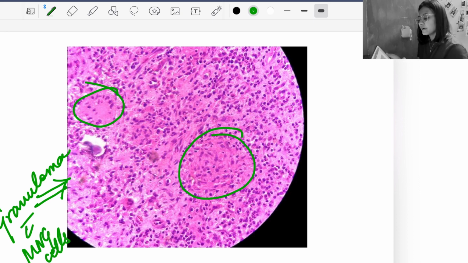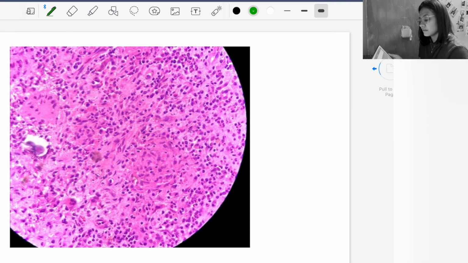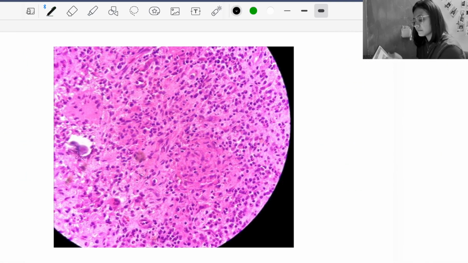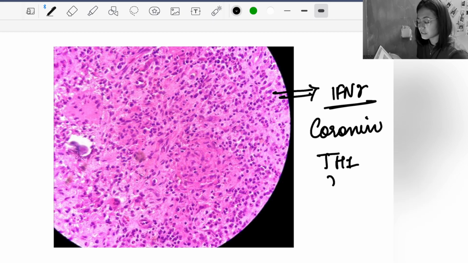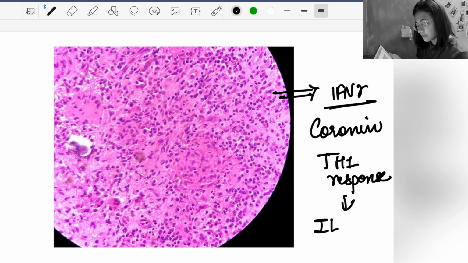So take home points from this slide was, first one is interferon gamma, coronin, Th1 response, which also leads to interleukin 12.